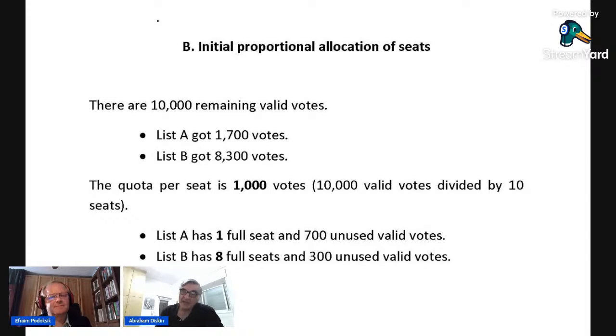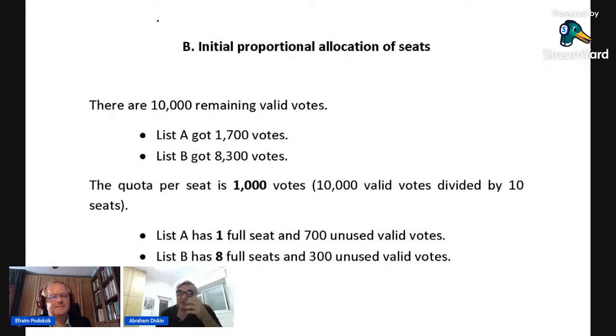Now, list A has a full quota. It has more than 1,000 votes, but not enough for 2 seats, which would be 2,000. Party B had 8 full quotas. So we know how to divide 9 of the 10 seats. And the question in this example is who is going to get the 10th seat?